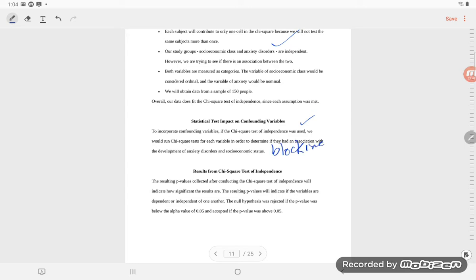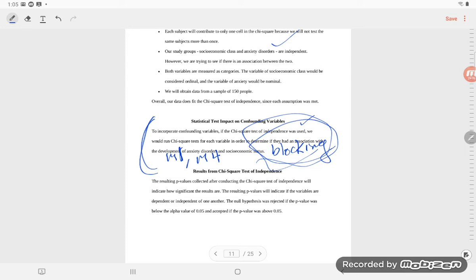We did that in, I think, our very first module, right? So in module 1, we did some blocking. And I think in module 4, we did some blocking with the chi-square. So they absolutely should have mentioned doing some sort of blocking in that chi-square. So that was a weakness in their statistical analysis.